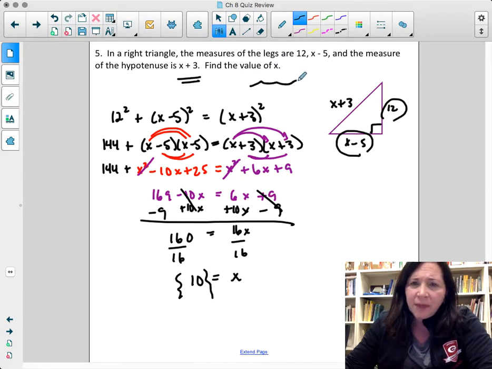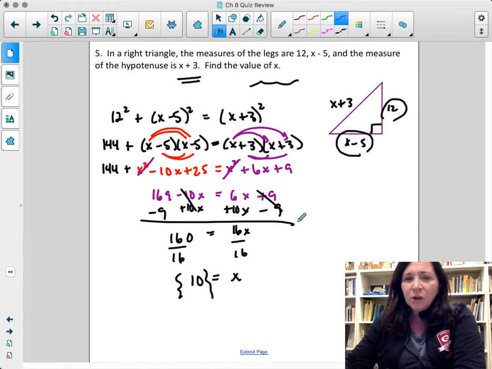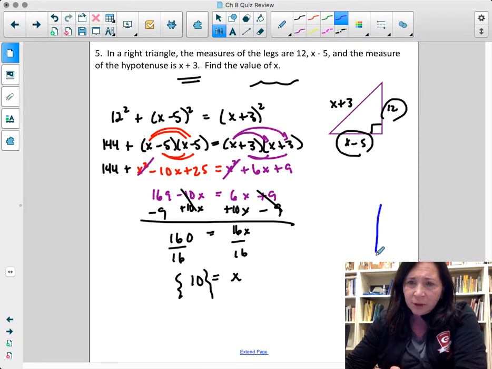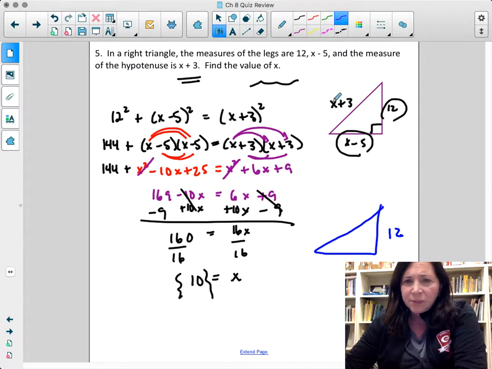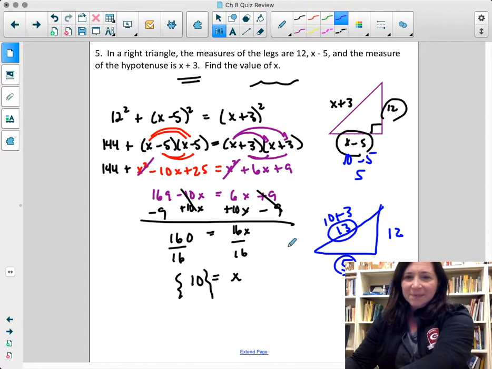It's possible that not only am I going to ask you for the length of x, but you also might need to know the lengths of the sides of the triangle. If that was the case, you know that's 12. If x was 10, this would be 10 plus 3, so that'd be 13. And here, oh look, 10 minus 5, which is 5. And look again, this is a 5, 12, 13. What a coincidence.